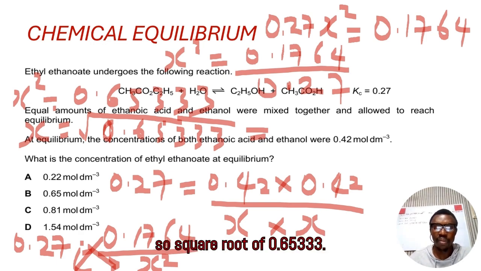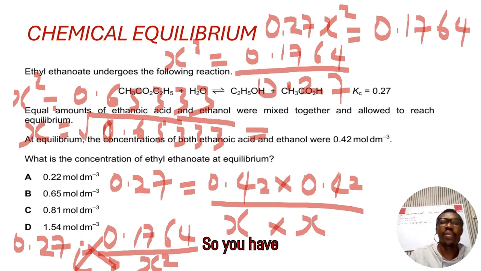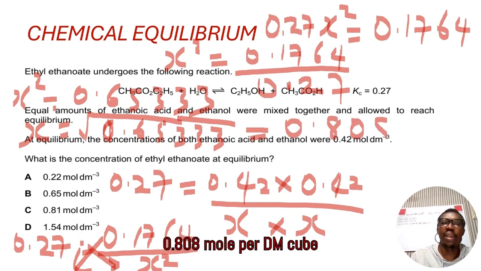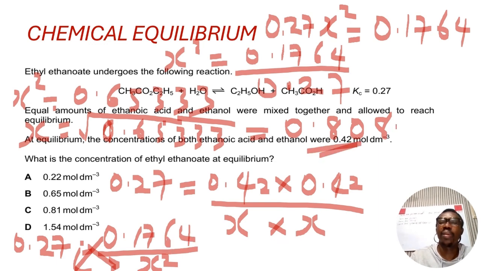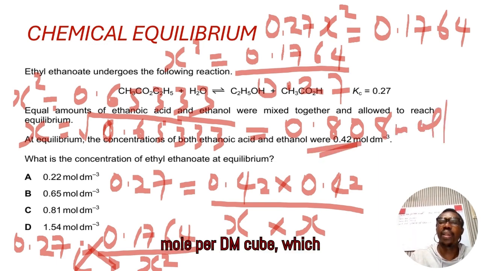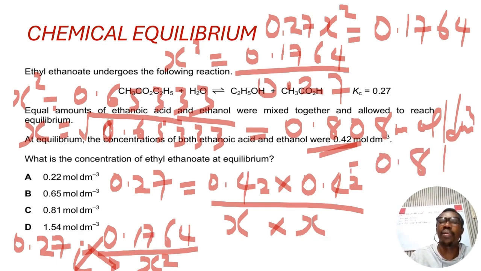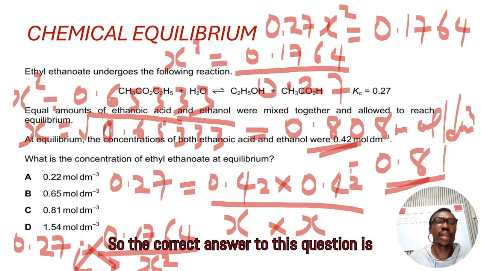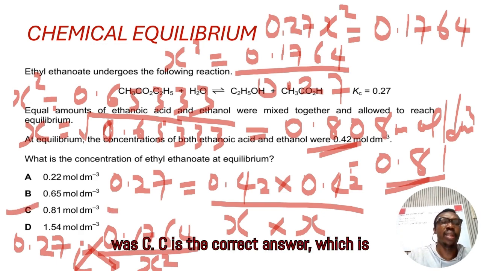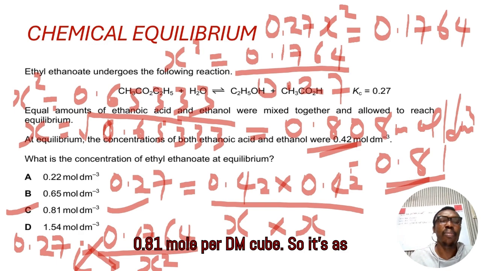So square root of 0.65333. So you have 0.8018 mole per dm cube, which will be approximately what? 0.81. So the correct answer to this question is what? C. C is the correct answer, which is 0.81 mole per dm cube. So it's as simple as ABC.